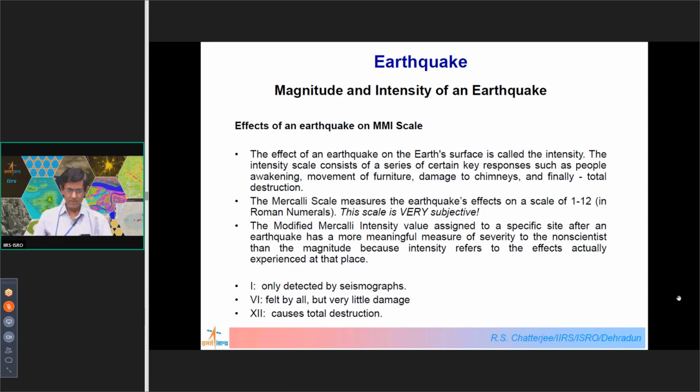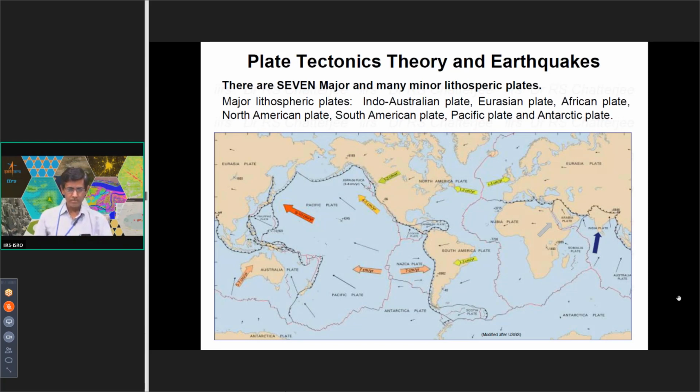Magnitude one is only detected by seismographs; a human being cannot detect it, only instruments can. As you go gradually up, 1, 2, 3, 4, 5, the effect of the earthquake slowly increases. At 6, it is felt by all, but the damage is not substantial, very little damage. And in case of 12, it is total destruction. So that is all. Now, coming to the plate tectonics theory.